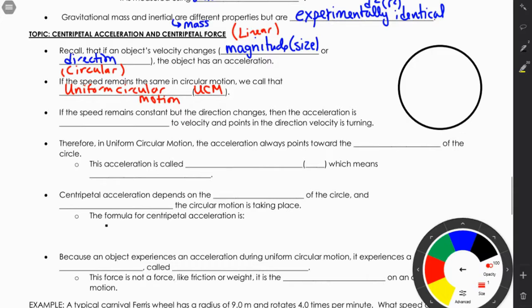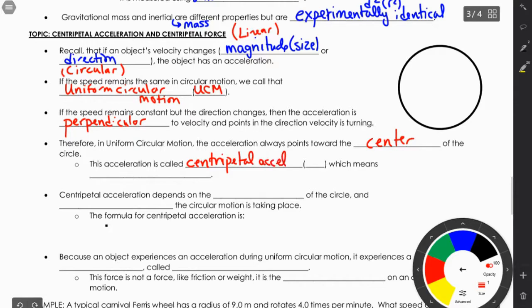Now, if the speed remains constant but the direction changes, then the acceleration is perpendicular to the velocity and points in the direction the velocity is turning. Therefore, in uniform circular motion, the acceleration always points toward the center of the circle. And this acceleration is what is called our centripetal acceleration.